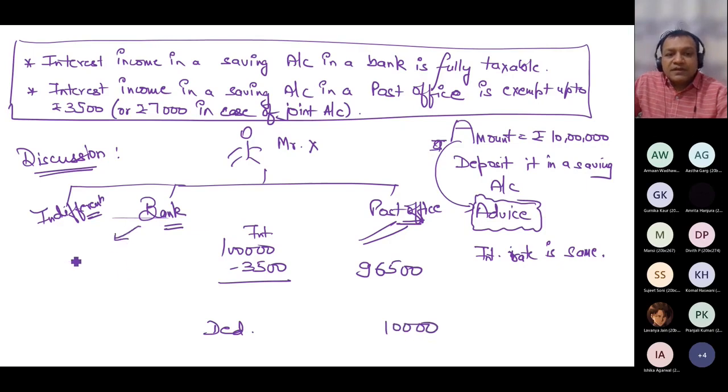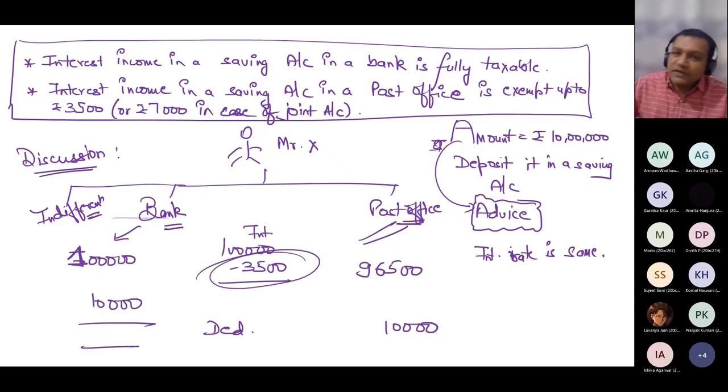In bank what will happen? I will include the income as 1 lakh because there is no exemption, and then I will give the deduction of 10,000. So indirectly in post office I am getting double benefits. First 3,500 is not at all included as an income, and then whatever balance is there, that is also allowed as deduction up to maximum 10,000 rupees. That's it. This is what 80TTA is.